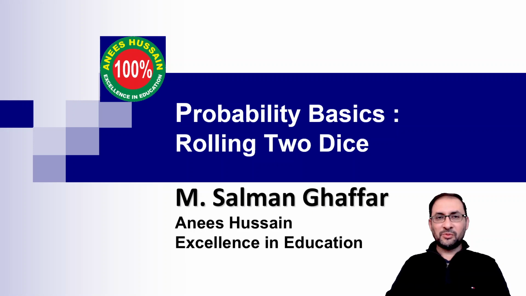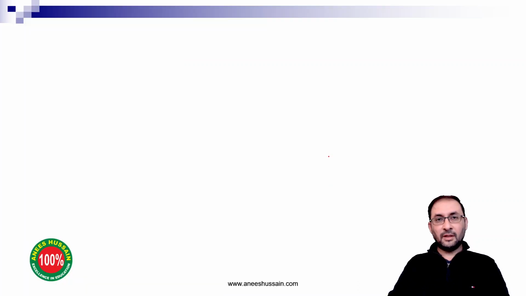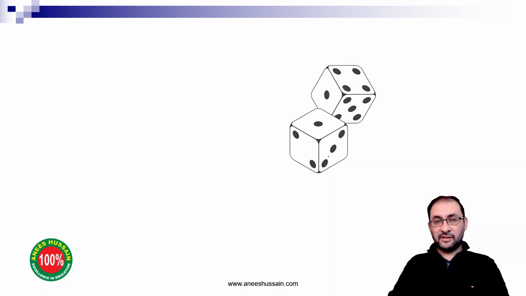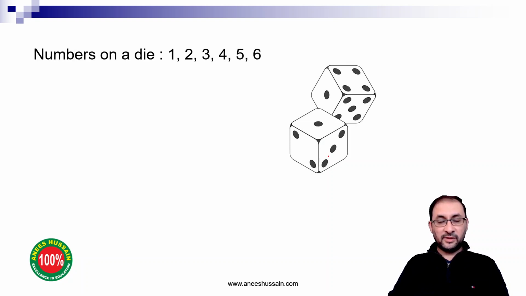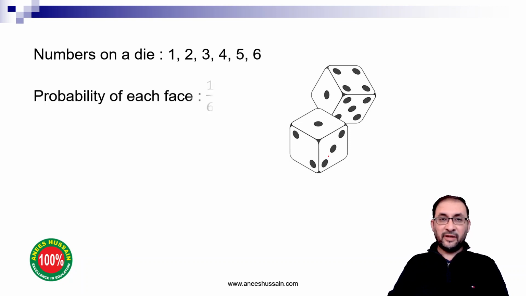Hello, and welcome to a small discussion on how to calculate the probabilities related to the rolling of two dice. On a standard unbiased die, there are 6 faces, and on each of those faces, we have the numbers printed from 1 to 6. Since each of those faces has an equal chance of occurring because the die is unbiased, the probability of any of those faces is equal to 1 over 6.